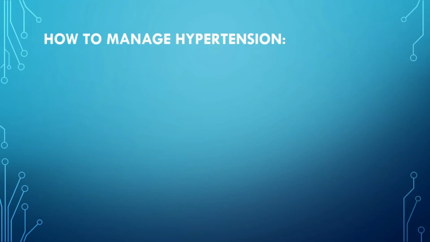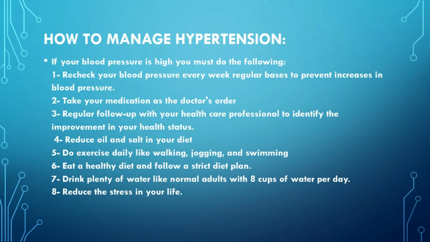Now we want to know how to manage hypertension. If your blood pressure is high, you must do these things. Recheck your blood pressure every week regularly, to prevent the increase of blood pressure. Take your medication as the doctor prescribed for you. Regular follow-up with your healthcare professional to identify the improvement in your health status. Reduce oil and salt in your diet. Do exercise daily like walking, jogging, and swimming.